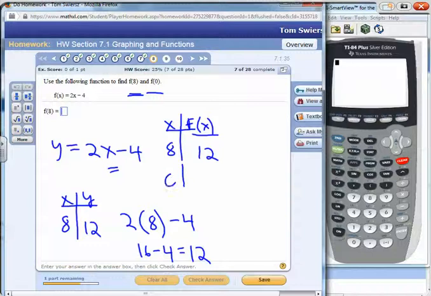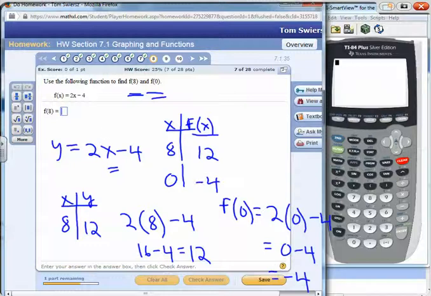All right, f of 0, again, f of 0 equals, wherever there's an x, we're going to put in 0. So 2, x is 0 minus 4. 2 times 0 is 0. 0 minus 4 is a -4. Okay? So it's the same thing as finding the y, but instead of saying y equals 2x minus 4, we're saying the function evaluated at 0. Wherever that number is, that's the value you put in for x. And then you get your corresponding y value or f of x value.